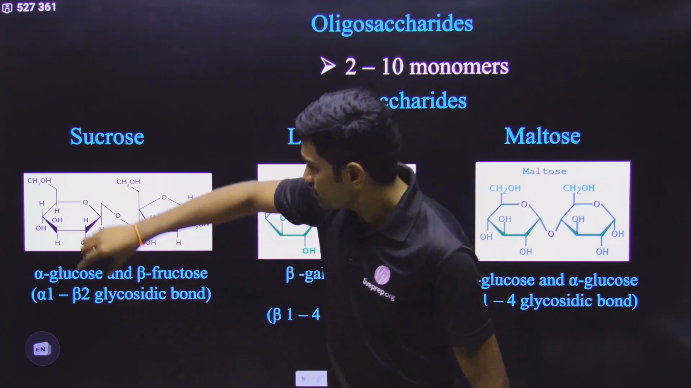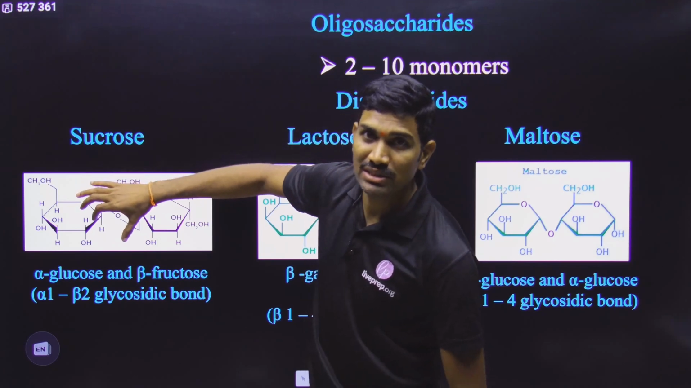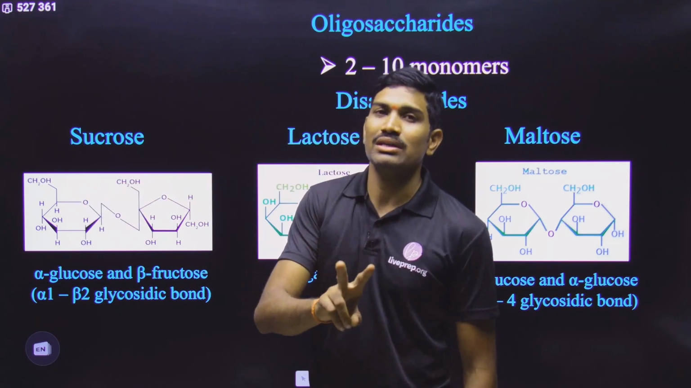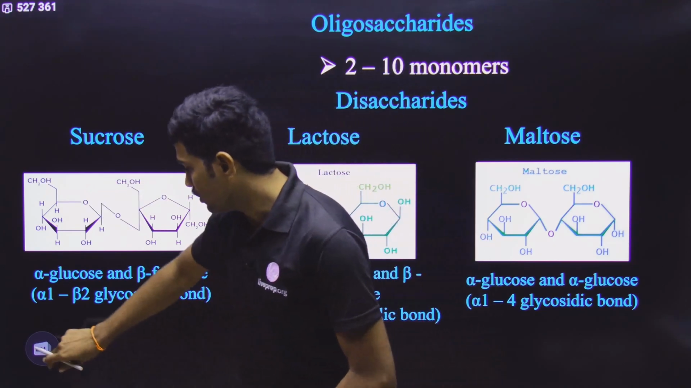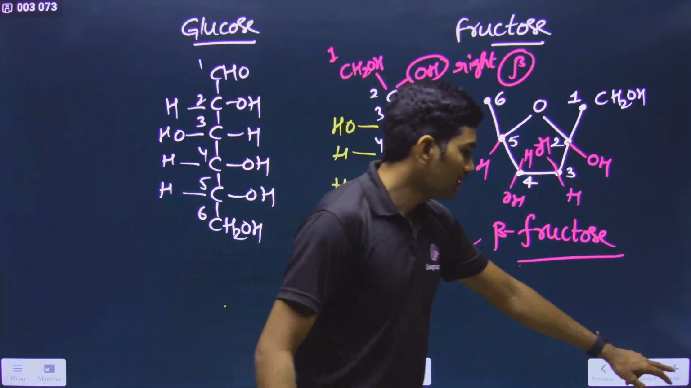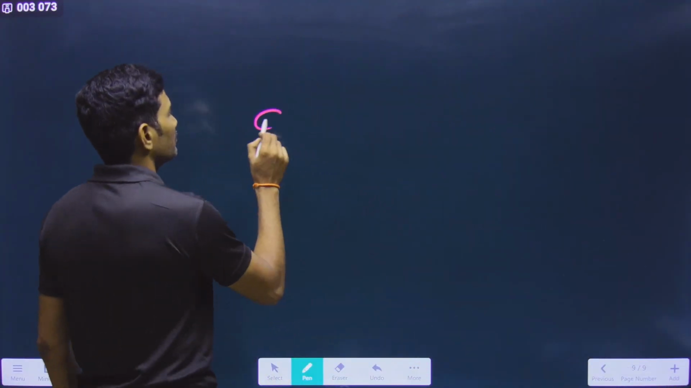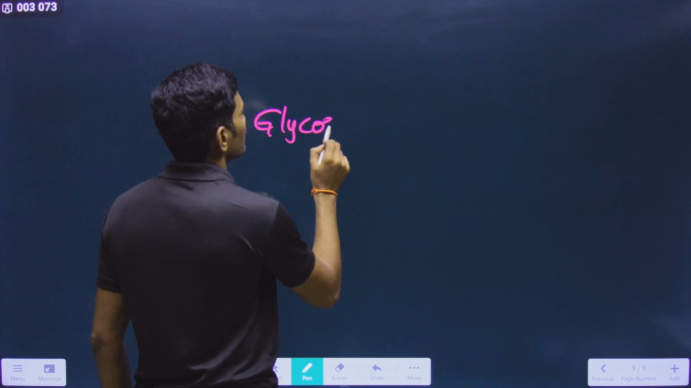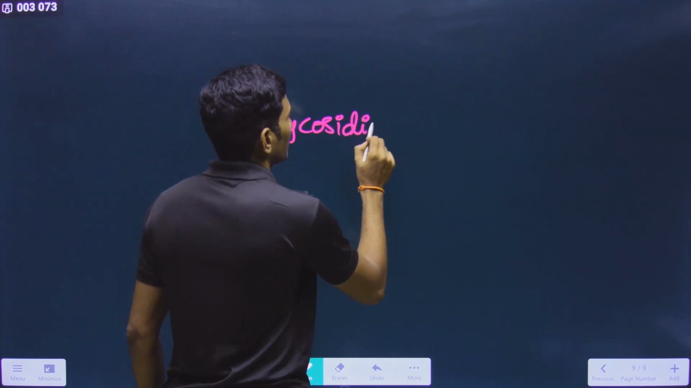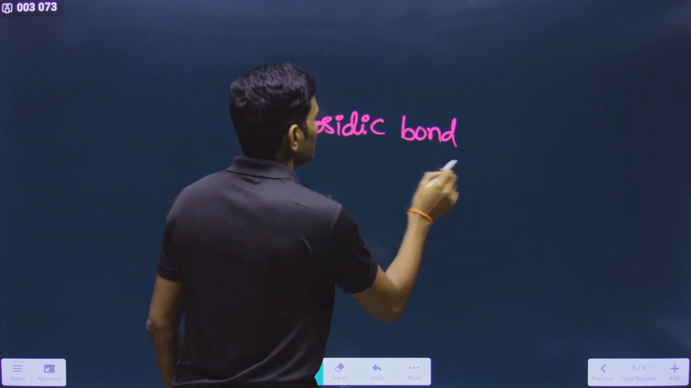Second point you need to notice is the bond. What is the bond that is present here? Between two sugars, it is called a glycosidic bond. Please remember this name. Bond name is also very important. Glycosidic bond. Please observe carefully.